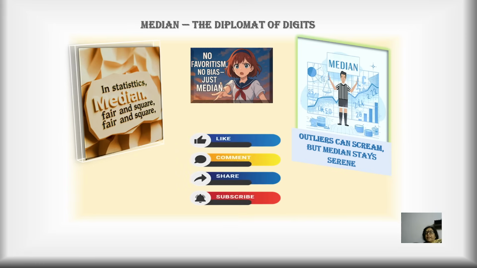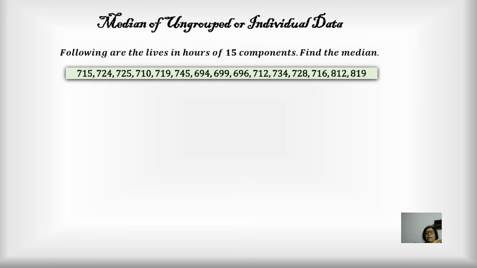In this video, we continue with the second central tendency, that is the median, and we'll take up how the calculation of median of different types of data presented before us is done. So let us see what the different types of data are. The first one, of course, is ungrouped or individual data. Here we have the question: following are the lives in hours of 15 electrical components, find the median.